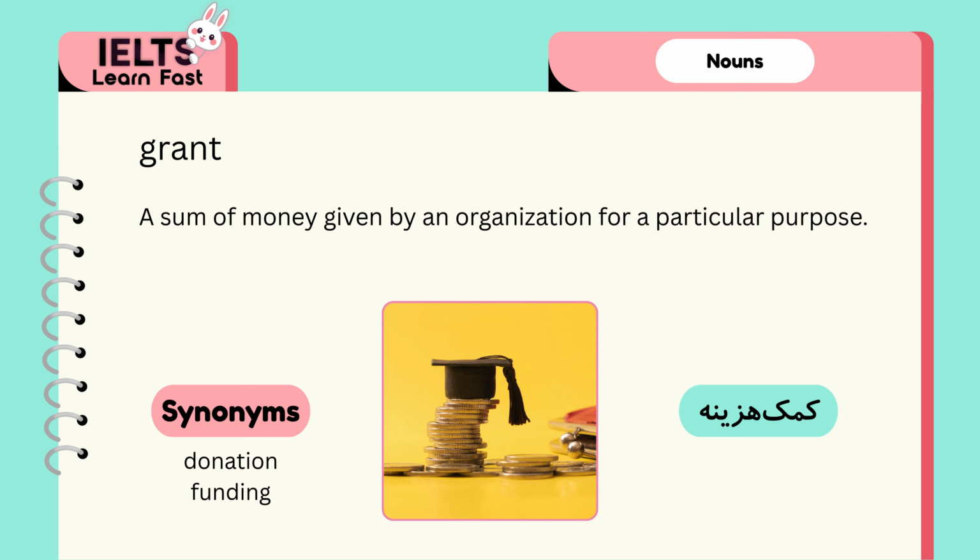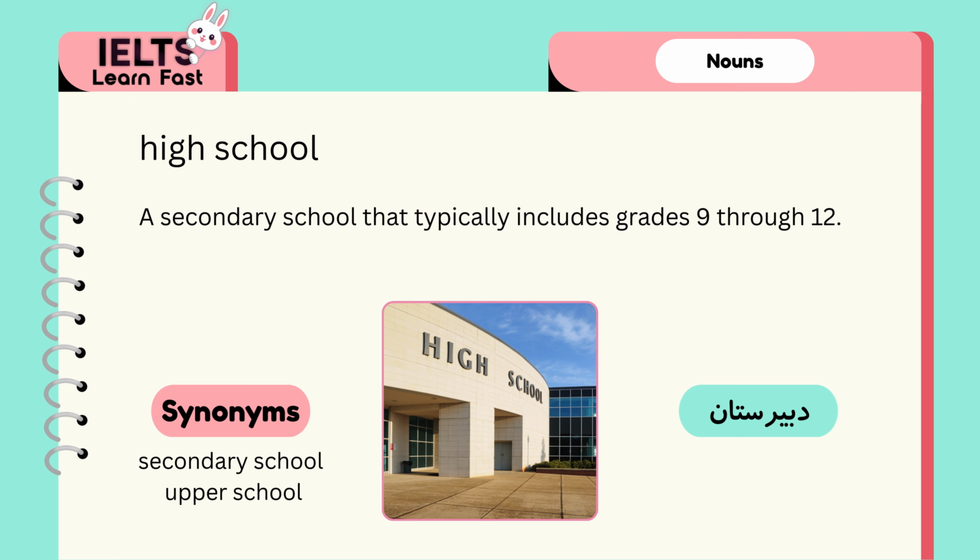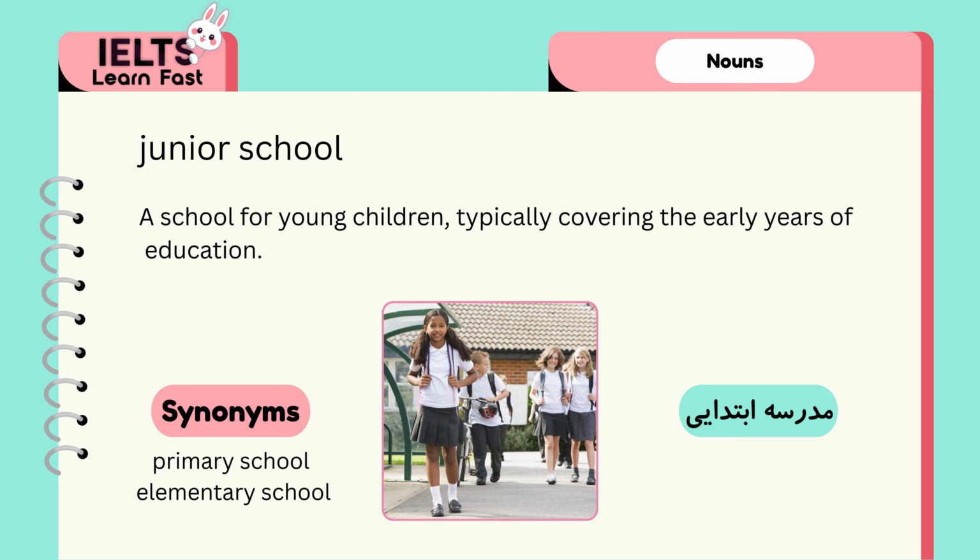Grant: a sum of money given by an organization for a particular purpose. Synonyms: donation, funding. High school: a secondary school that typically includes grades 9 through 12. Synonyms: secondary school, upper school. Junior school: a school for young children, typically covering the early years of education. Synonyms: primary school, elementary school.